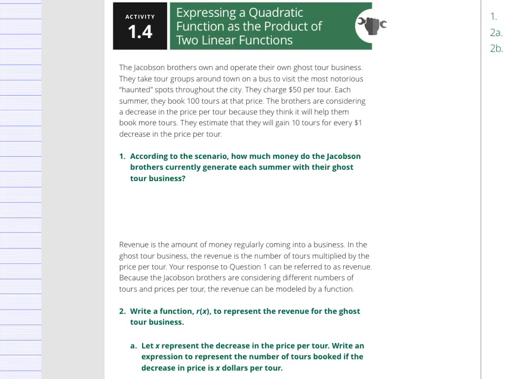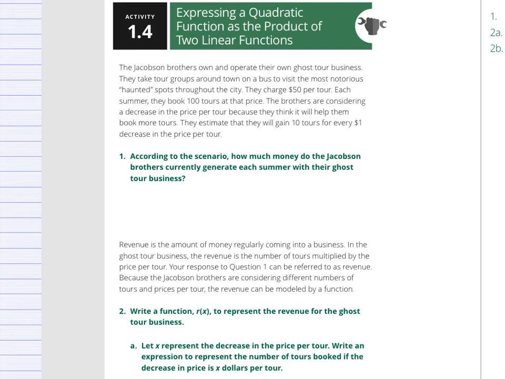All right, for you guys that are thinking about opening your business someday, this problem might actually help you. The Jacobson brothers own and operate their own ghost tour business. They take tour groups around town on a bus to visit the most notorious haunted spots throughout the city. They charge $50 per tour. Jesus, that's a lot. Each summer, they book 100 tours at that price.